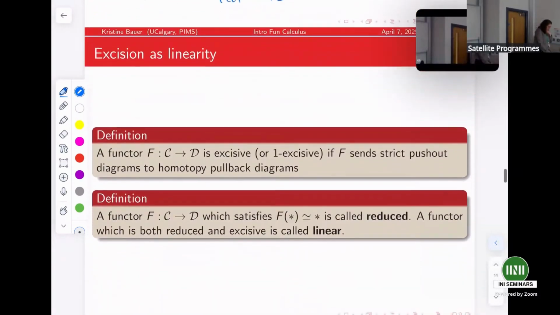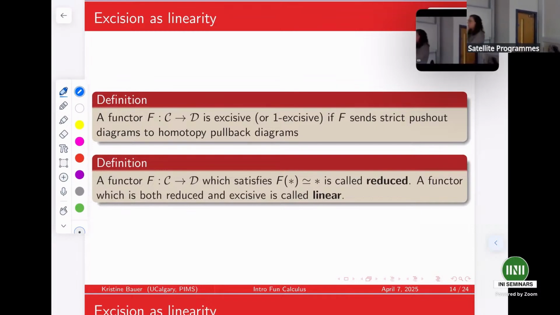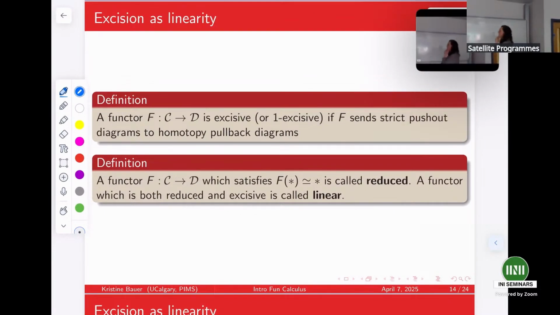So I have defined excision. So a functor is excisive if it sends pushouts to pullbacks. Remember everybody in sight was base pointed. So if it happens to satisfy the property that f of the base point of C is the base point of D, which isn't always the case, but we'll impose it from time to time, then we say the functor is called reduced. And if a functor is both reduced and excisive, then it's called linear. So this is the full definition of what it is that I mean by linearity.